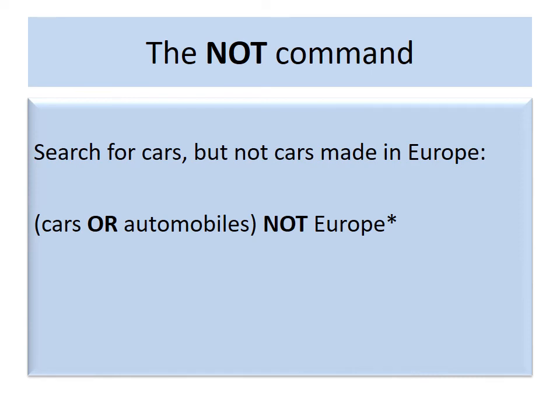The NOT command. If you want to search for cars, but not cars made in Europe, you will do it as follows. Cars is your keyword and Europe is your keyword. But cars could also be called automobiles. So you will nest cars and automobiles with an OR command. NOT Europe. So what we have done, we've put an asterisk behind Europe because it could also be European.